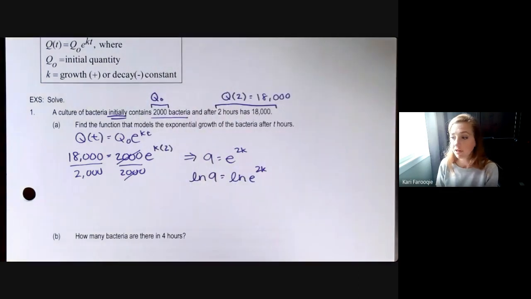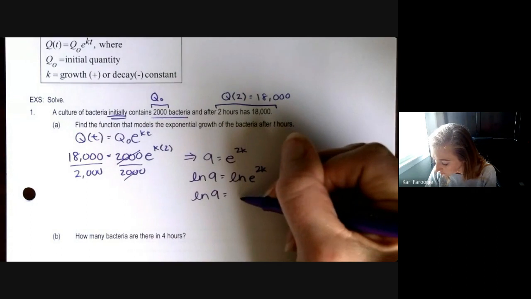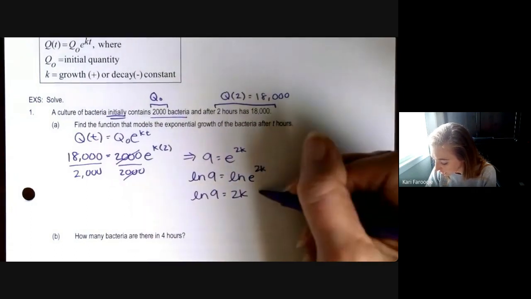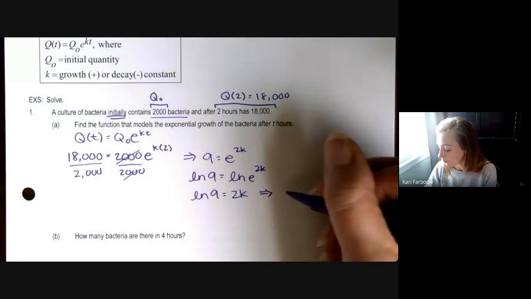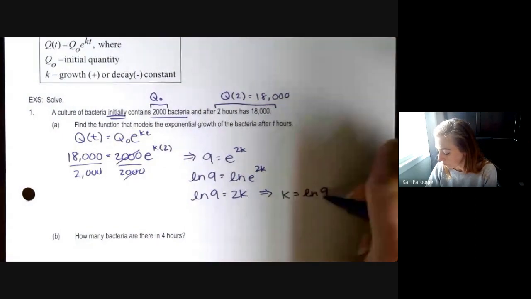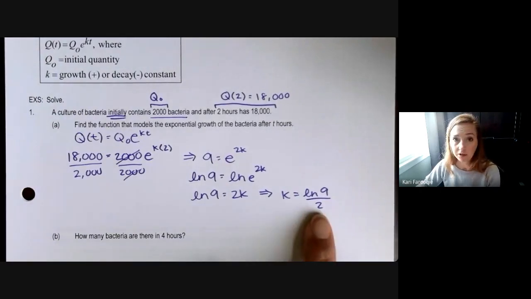And remember that the natural log of e to the 2k is just 2k. So now I have the natural log of 9 is equal to 2k. And then to get k by itself, divide by 2. And it looks like that. Now, remember that what I was actually asked to do in this problem was find a function that models the exponential growth of the bacteria. I just found the value of k that we need for the function.